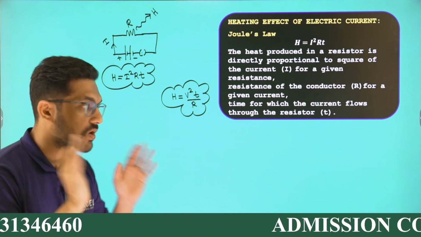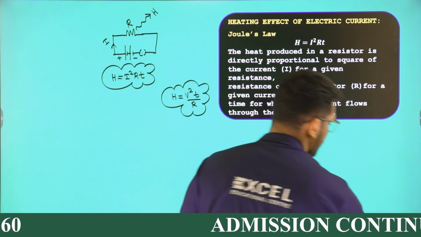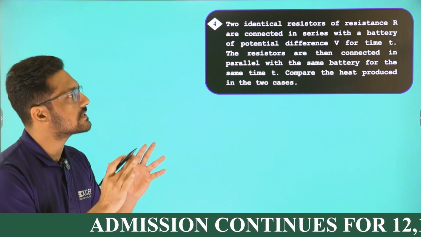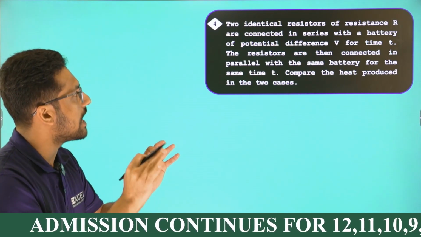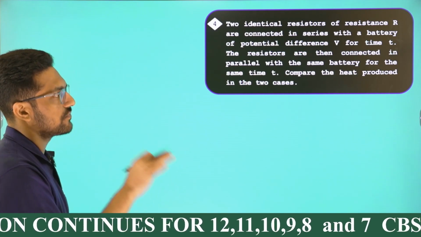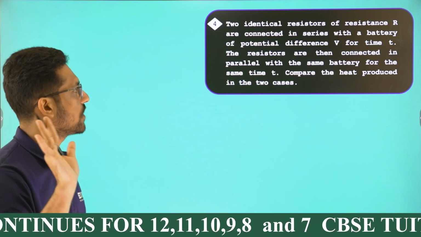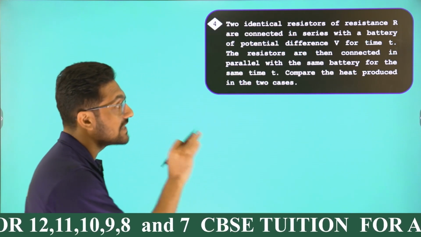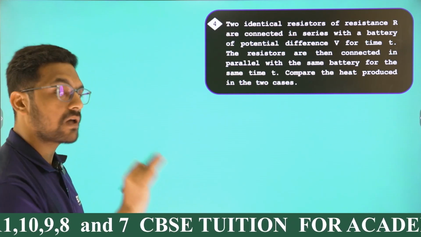Okay. Now let's see the next question. The fourth one: two identical resistors of resistance R are connected in series with a battery of potential difference V for time T. The resistors are then connected in parallel with the same battery for the same time T.